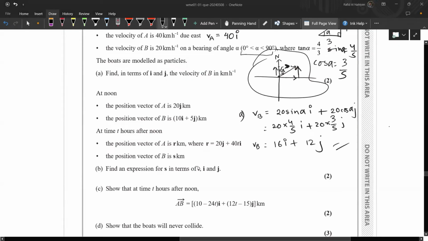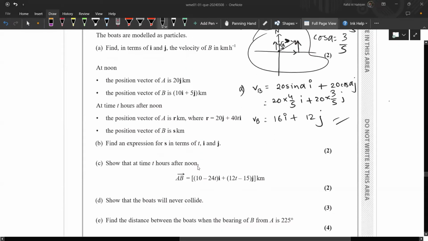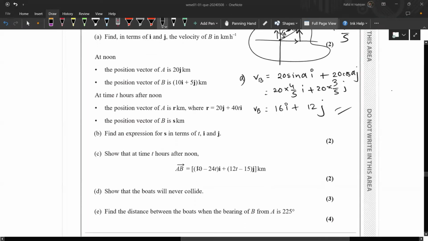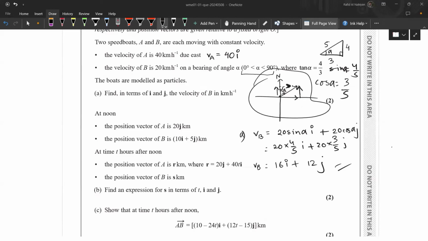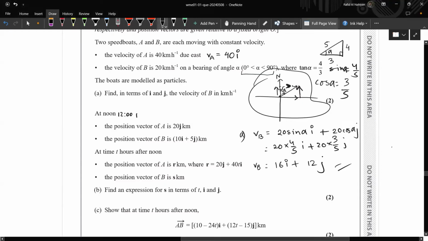Yeah, so all right, where was I? I have to just find an expression for s in terms of t, i, and j. Okay, what does it say next? It says that at noon, the position vector of A. So at 12 p.m., noon is 12 p.m. if you didn't already know that. Okay, at this time, the position vector of A is 20j. Let's call that A naught.